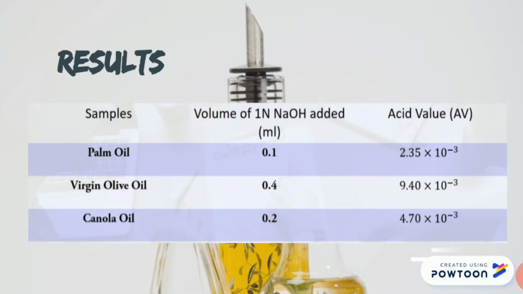The result shows that virgin olive oil shows the highest acid value among the 3 samples. Canola oil shows the second highest acid value, while palm oil shows the lowest value. The level of acid value indicates the degree of hydrolytic rancidity of the oil. The acid value in palm oil is greatly reduced by the refining process used for most vegetable oils. Virgin olive oil is not exposed to such processes, so the free fatty acid in the oil is considerably higher.